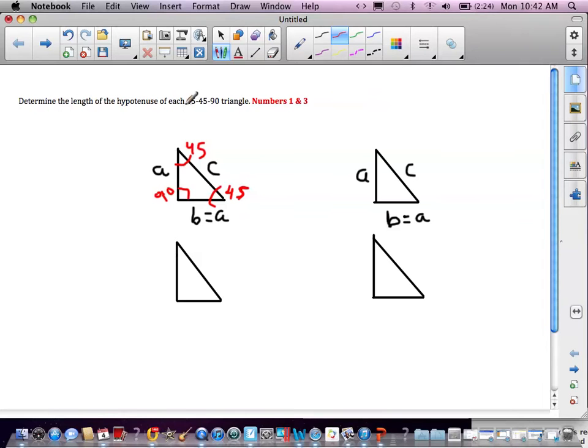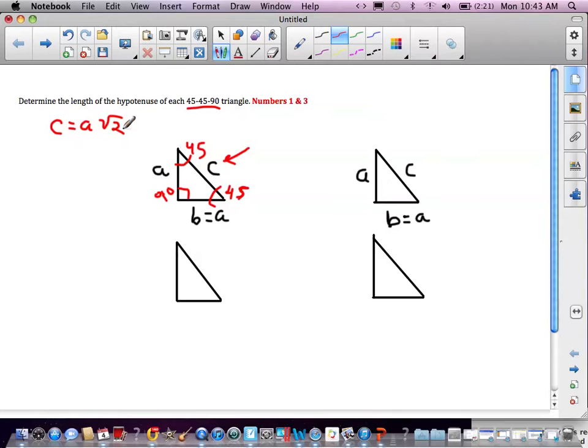So if I'm working with a 45, 45, 90 triangle, I can use the formula. If I want to find my hypotenuse, right? My hypotenuse is C, right here. If I want to find C, I can say C is equal to A square root of 2. Now, why am I able to do this?